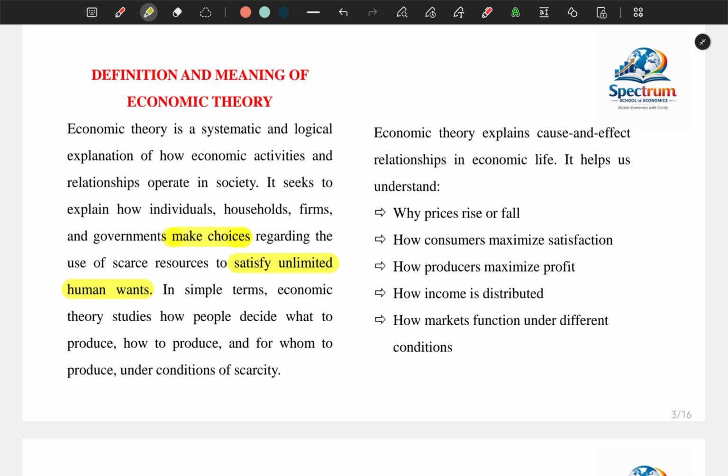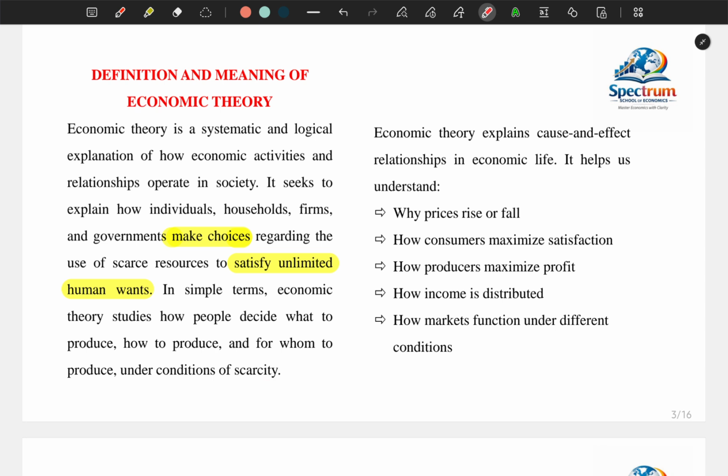In simple words, economic theory studies how people decide what to produce, how to produce and for whom to produce under the condition of scarcity. We know that scarcity is there. It means resources are very scarce, but human wants are unlimited. So, in order to fulfill these human wants, we need to optimize the goods and services which are scarce. We have to utilize them in an optimal way.